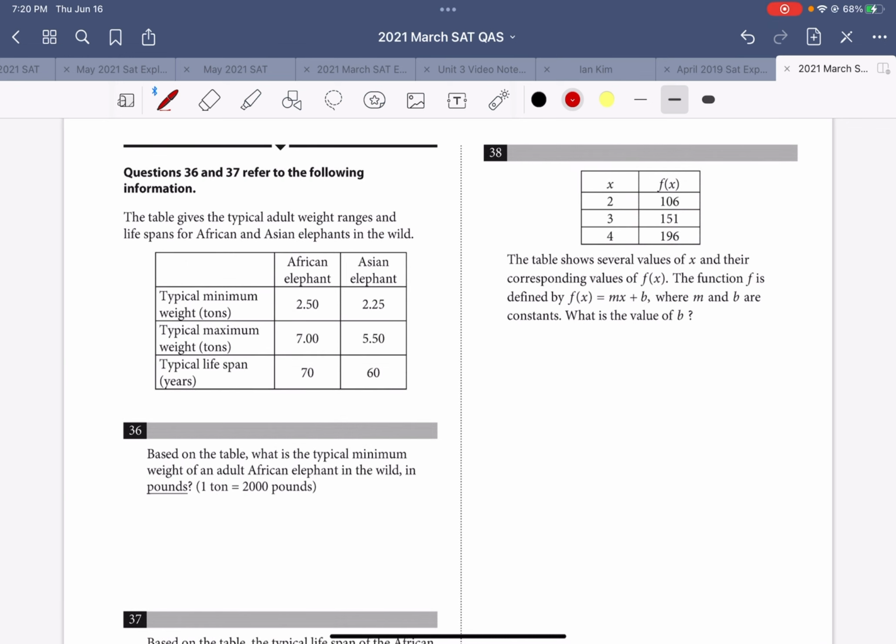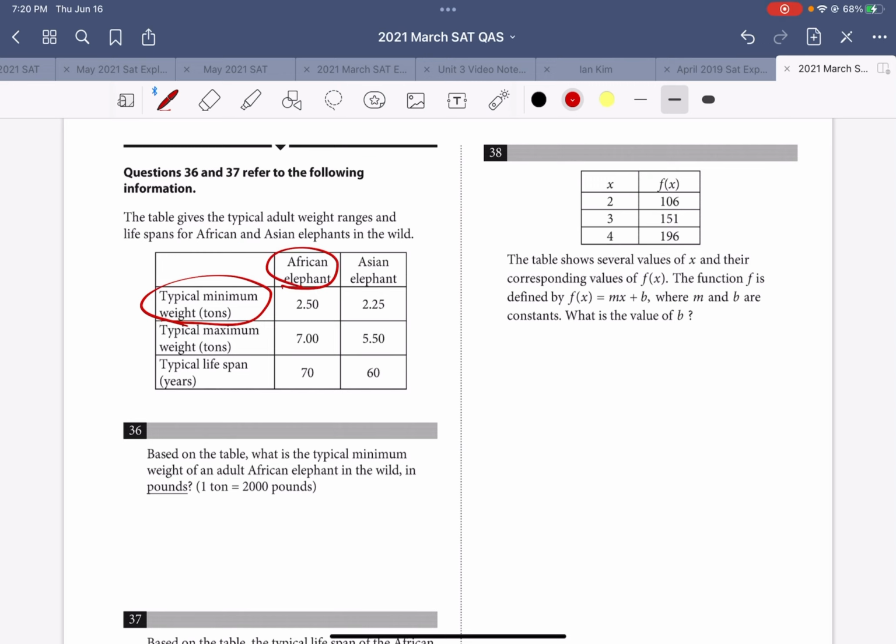Now, next one, number 36. The table gives the typical adult weight ranges and the lifespan for African and Asian elephants in the wild. Okay, so based on the table, what is the typical minimum weight of an adult African elephant in the wild in pounds?